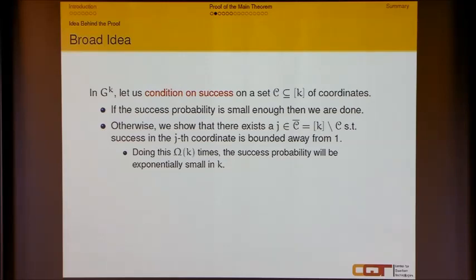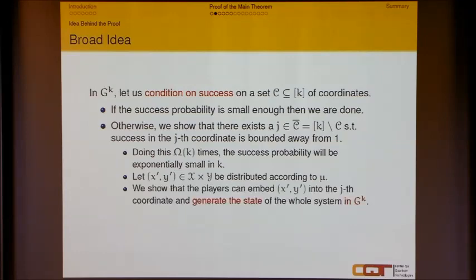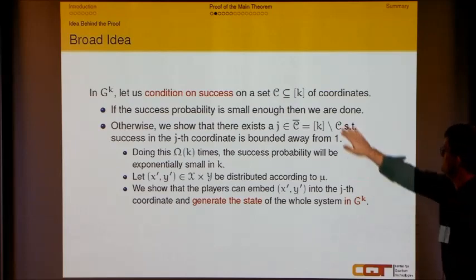So how do we bound the success probability away from 1? Let's have an input to G, like one instance of a game, and what we show is that the player can embed this input into this jth coordinate and then generate the rest of the state in this G to the K. Of course, this is conditional on being successful in C.